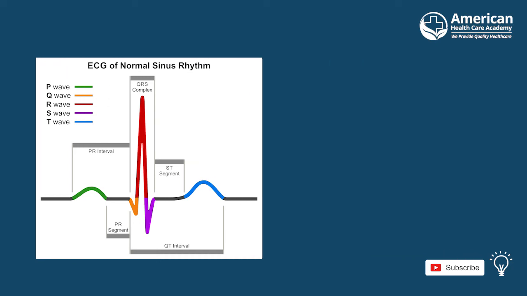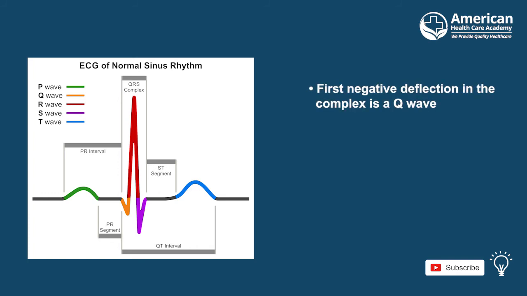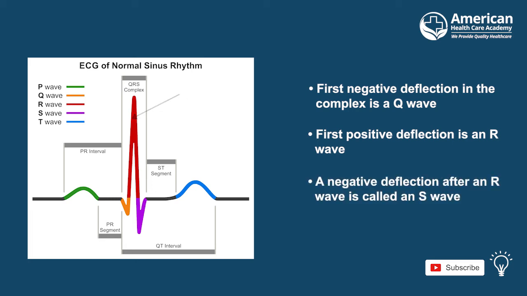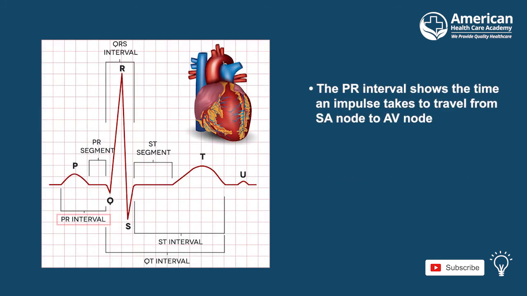By convention, the first deflection in the complex, if it is negative, is called a Q wave, and the first positive deflection in the complex is called an R wave. A negative deflection after an R wave is called an S wave. The PR interval shows the time the impulse takes to travel from SA node to AV node. It is a good measure of any cardiac problems related to the AV node function.